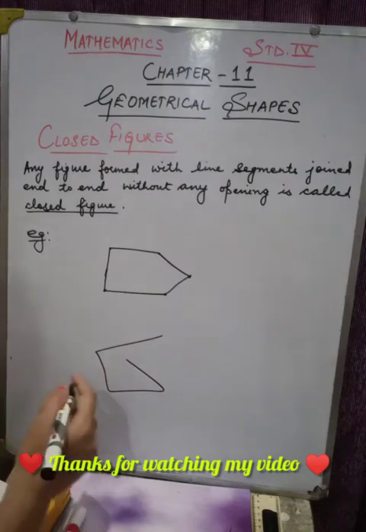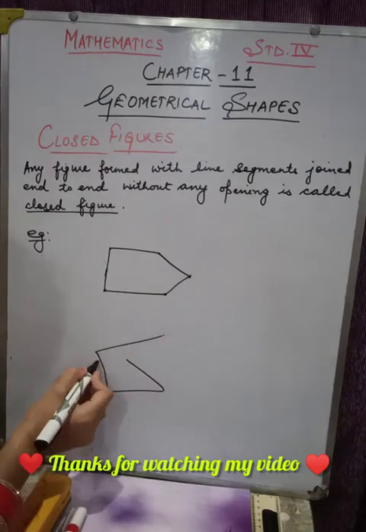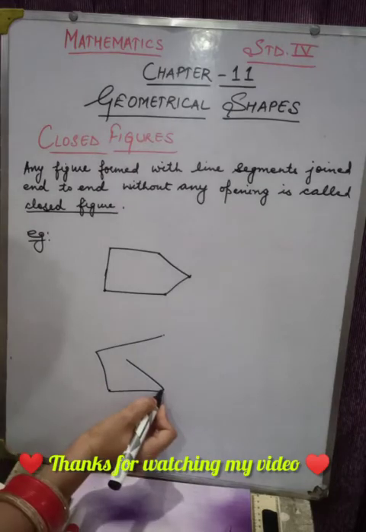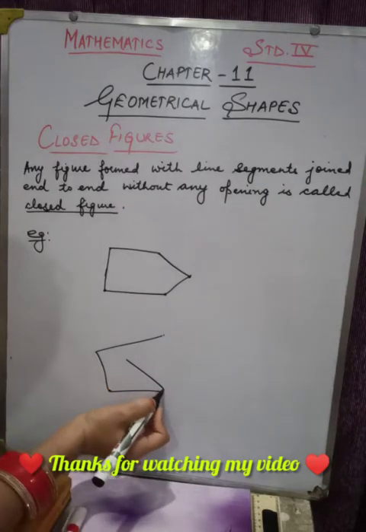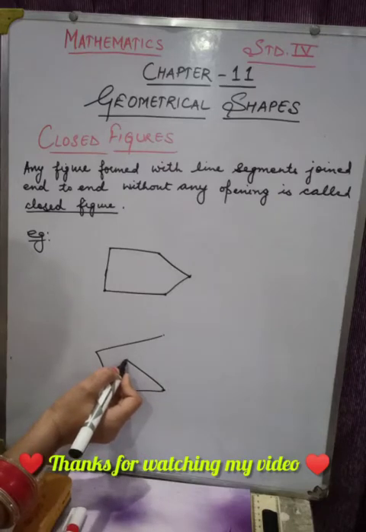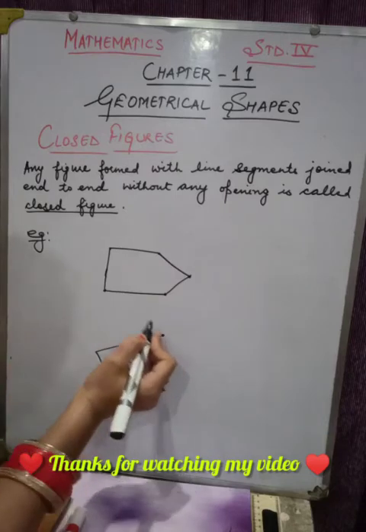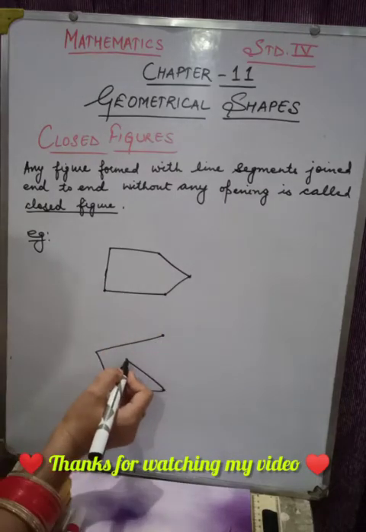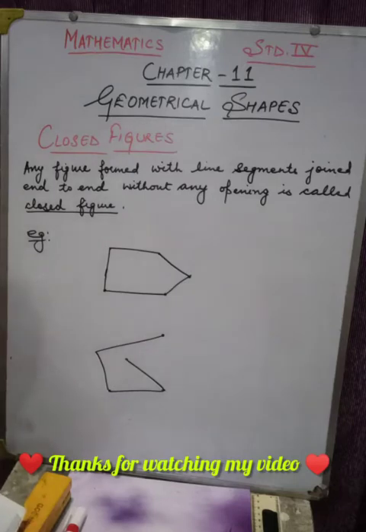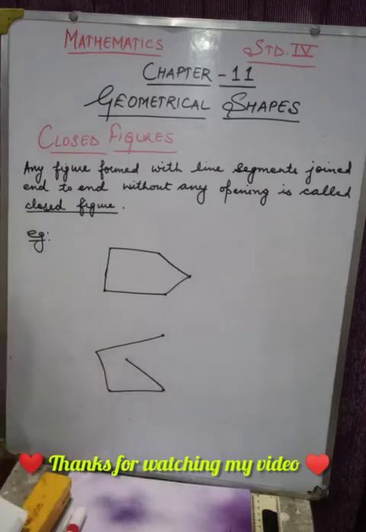Now let's take another example. Here you can see this line segment is joined with this line, and this line segment is joined with this line segment. Its starting point is joined with the other line segment, but the ending point is not joined with any other line segment. So these two are not joining with each other. So this figure is open. This is not called a closed figure. This will be called an open figure.